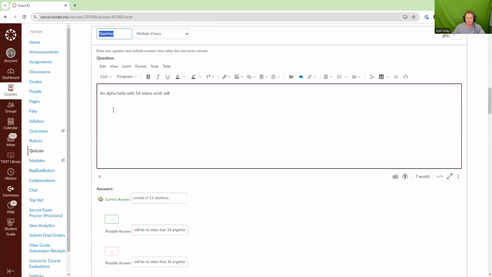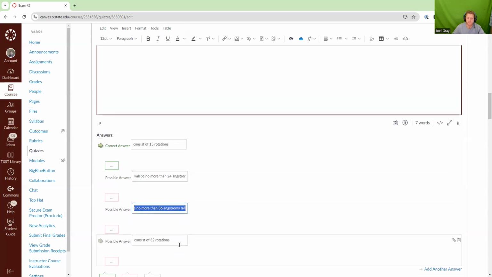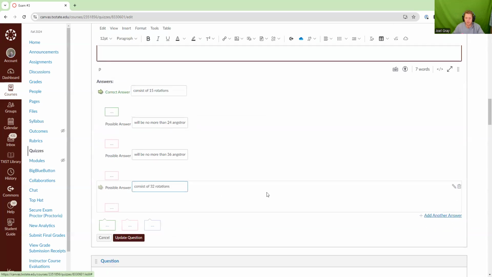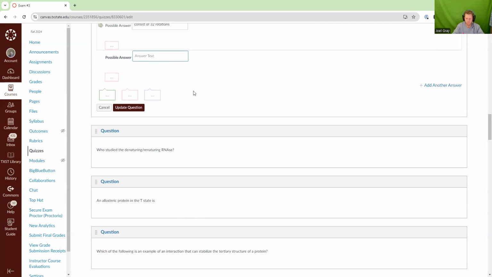An alpha helix with 54 amino acids will, option 1, consist of 15 rotations; be no more than 24 angstroms tall; be no more than 36 angstroms tall; or consist of 32 rotations. Okay, so we have an alpha helix, 54 amino acids. I'm going to go ahead and add another answer option: will consist of exactly 10 rotations.